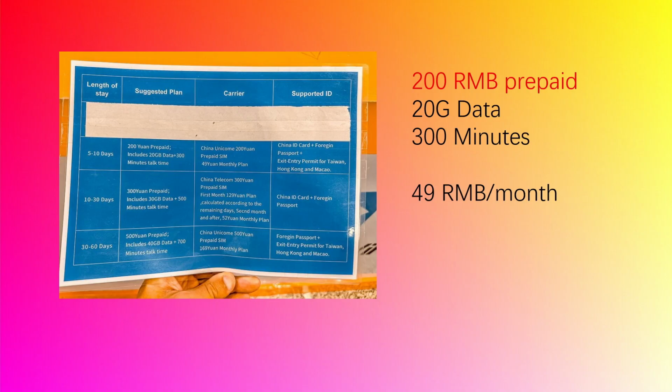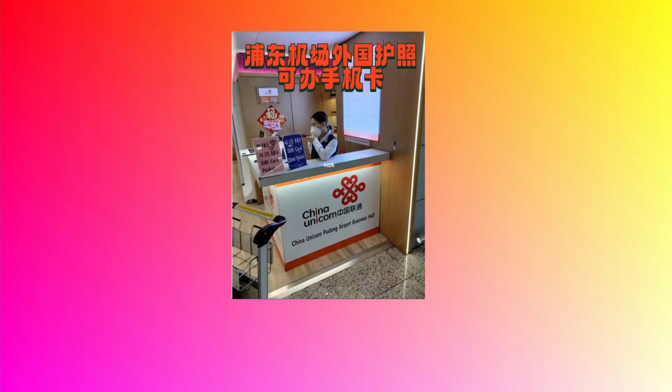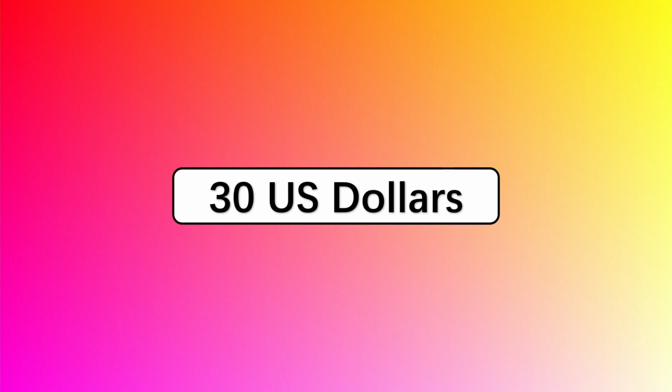One store offers a plan with 20 GB of data and 300 minutes of talk time for a deposit of 200 RMB, about $29. Another store has a plan with 20 GB of data and 80 minutes of talk time for a deposit of 150 RMB, about $21. These stores can help you with the activation process right away. In short, at the airport, as long as you have $30, you can easily get a Chinese SIM card.